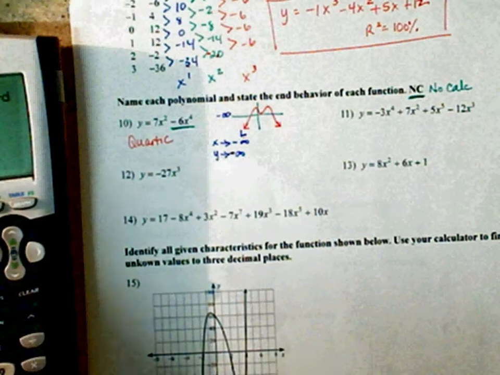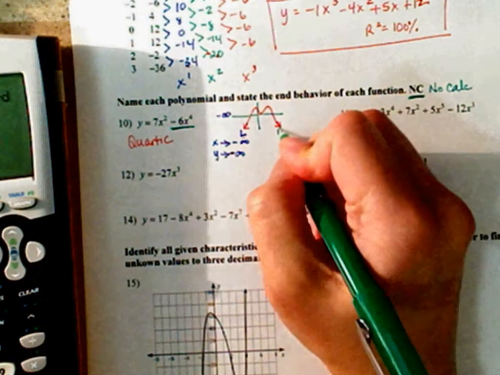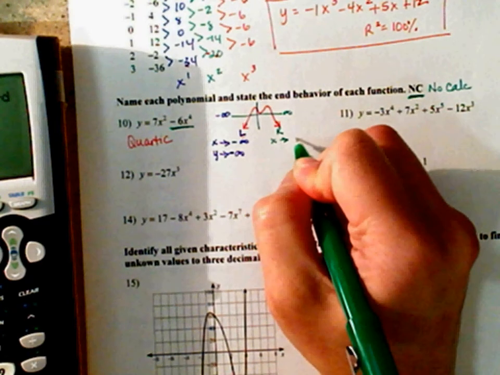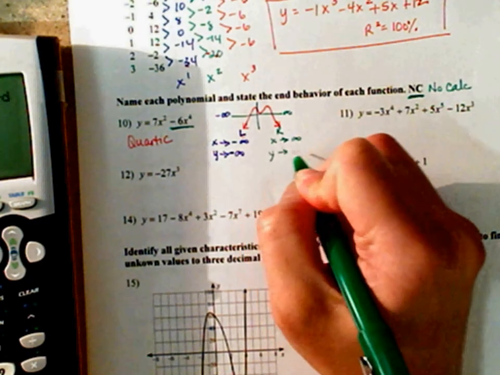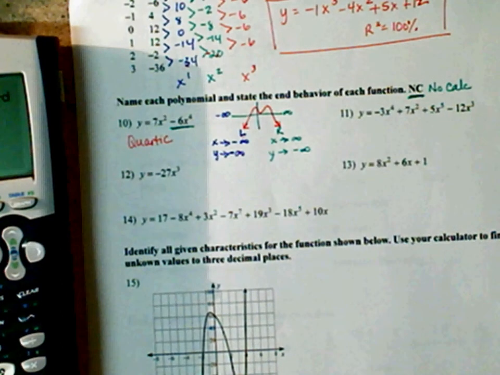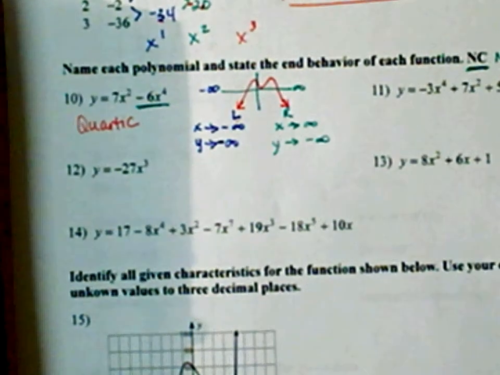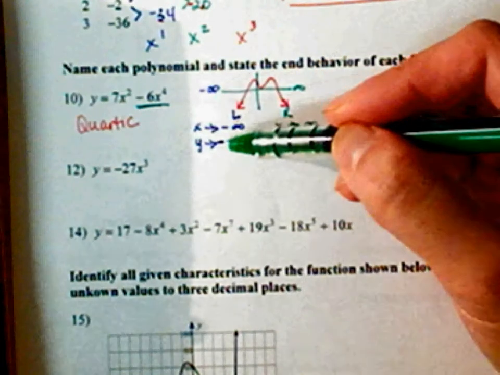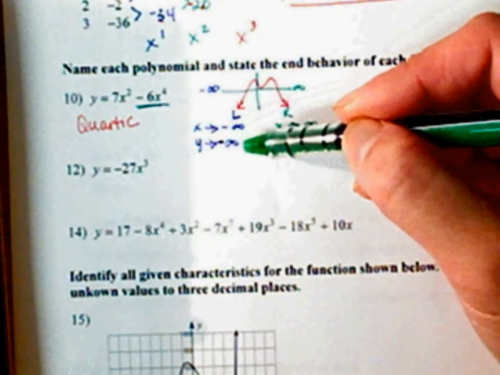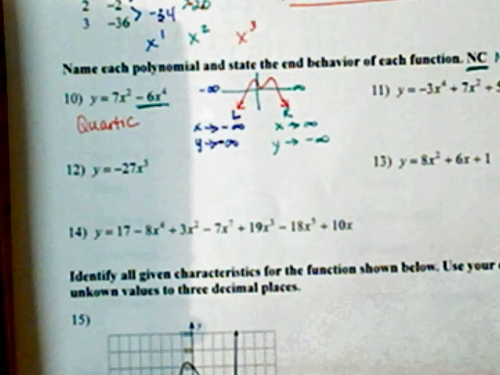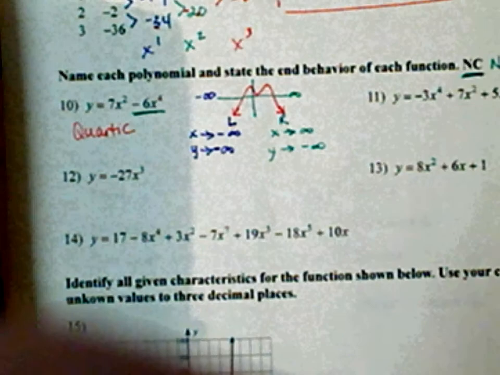Let's look at your right hand side. Here's your right hand side. X is going this direction. As x is approaching positive infinity, your y is approaching negative infinity. Let me try to make this a little bit bigger so you guys can kind of see it, okay? There you go. Do you see how this is west, it's heading southwest. As it's heading west, it's heading south. This one here is east, as it's heading east, it's heading south, okay? So make sure you are aware of that.